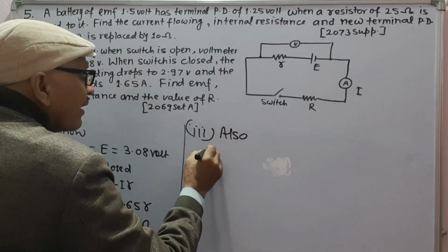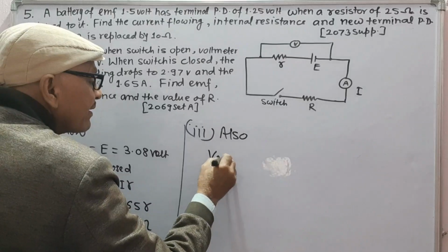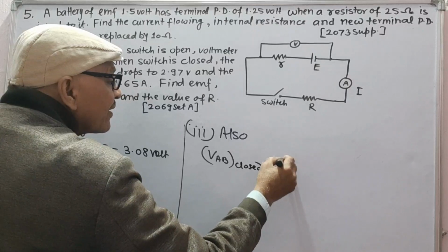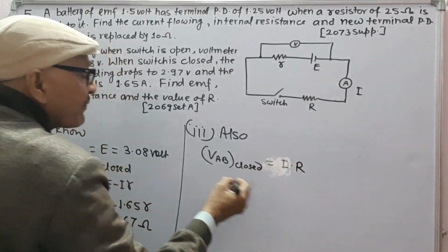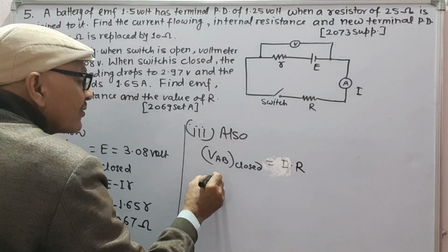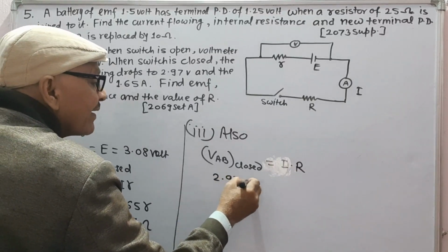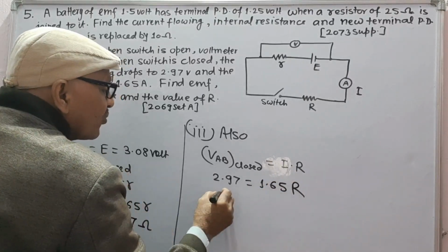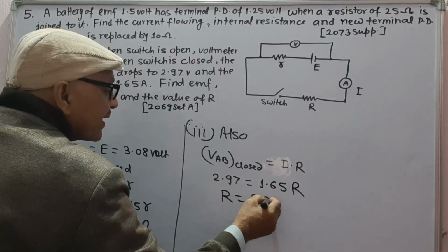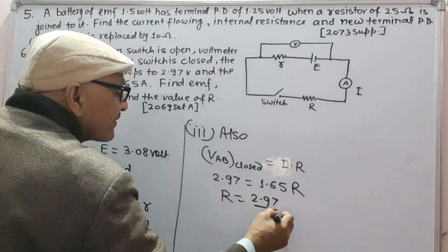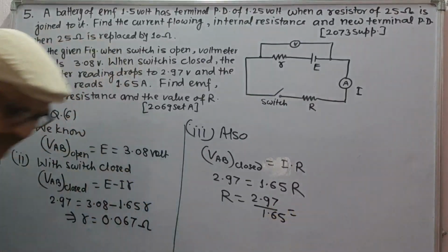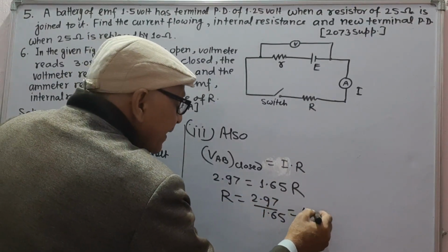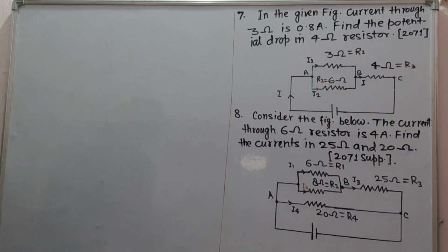Third part, also in closed circuit VAB closed will be equal to I into R. 2.97 is equal to 1.65 into R, which gives capital R as 2.97 divided by 1.65, that is 1.8 ohms.